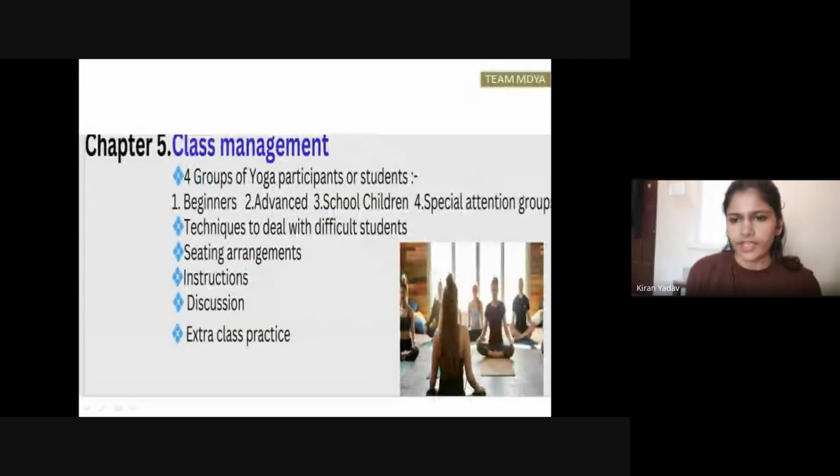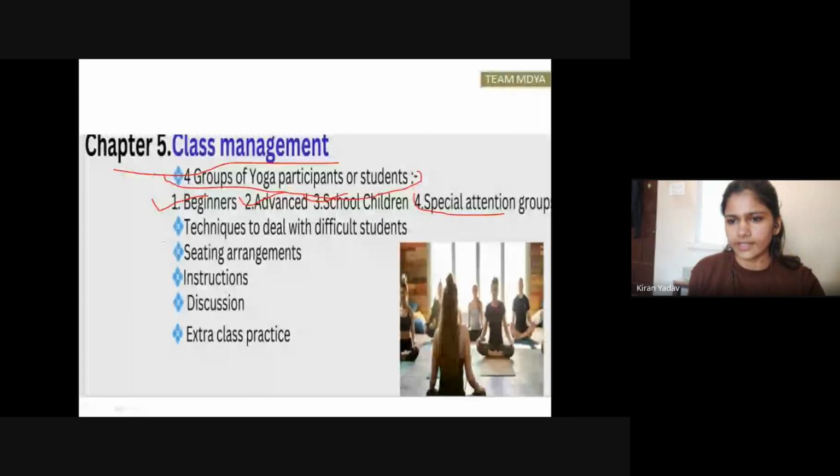In chapter number 5, class management. Very interesting and important chapter. First, 4 groups of yoga participants or students. What are the four groups? First one are beginners, advanced, school children, special attention group.